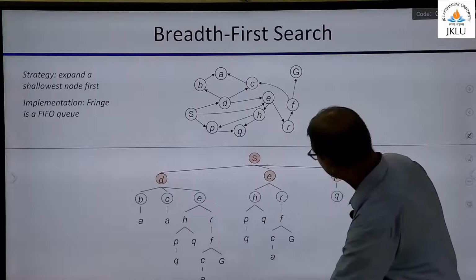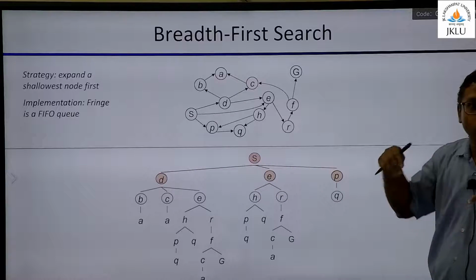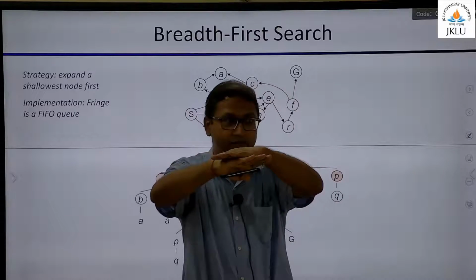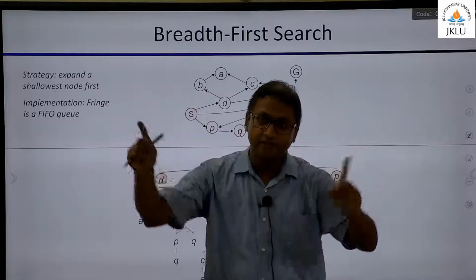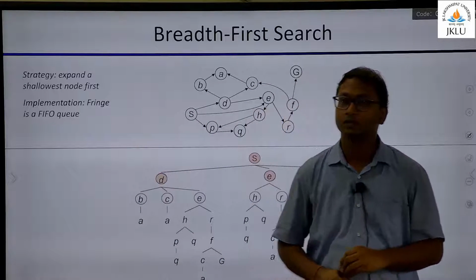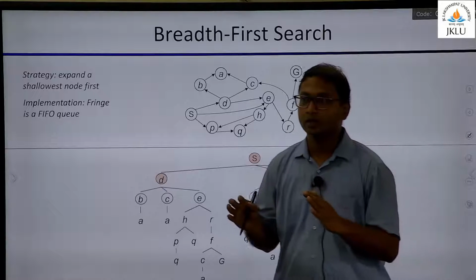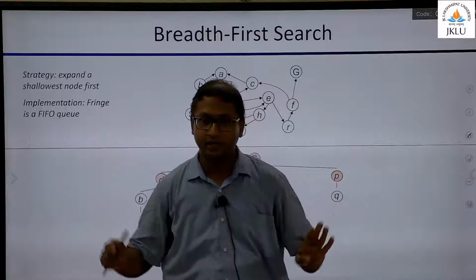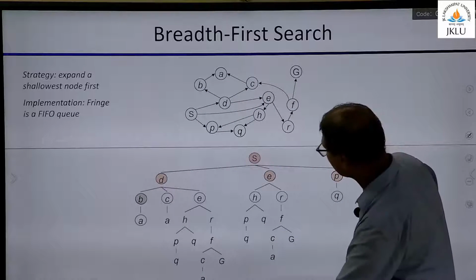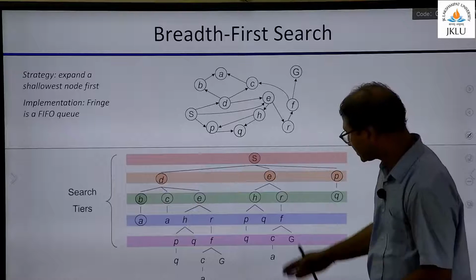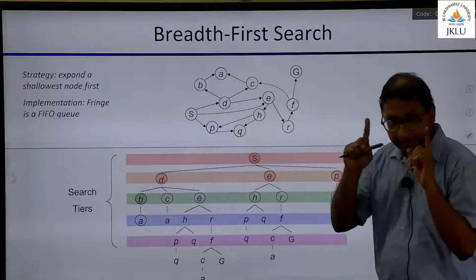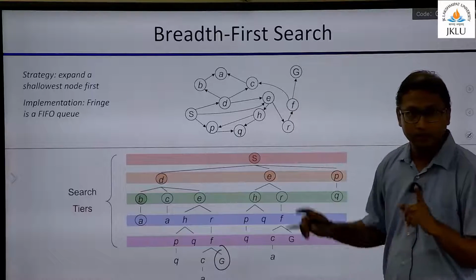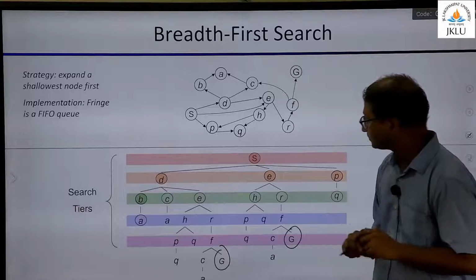So at the end of one level, what will be there in my fringe? If I have exhausted level L, what is my fringe now? All nodes at level L plus 1, right? Okay, so now I think things are easy. You keep on doing this. DFS was taking us to which goal? This one. Now BFS is taking us here.